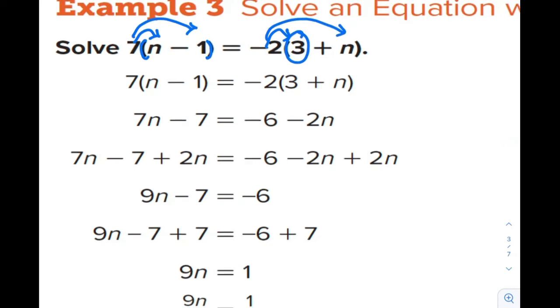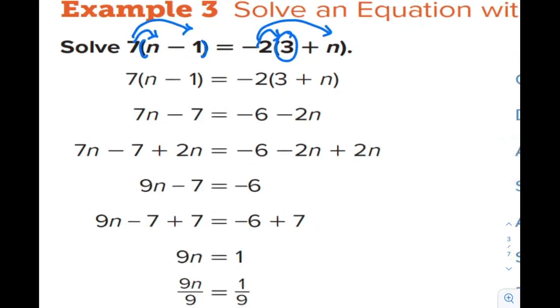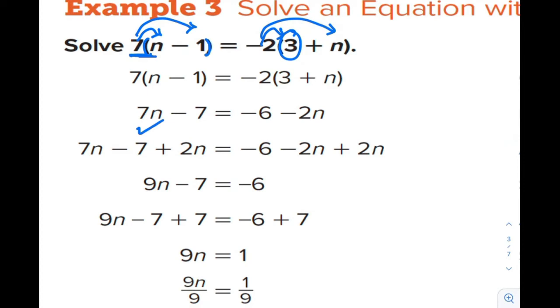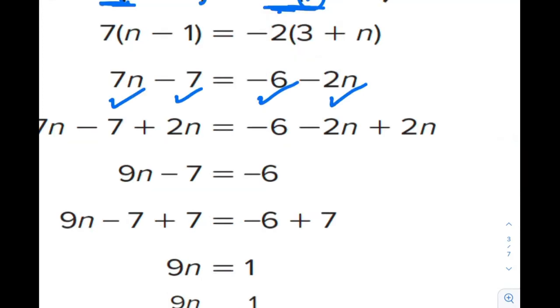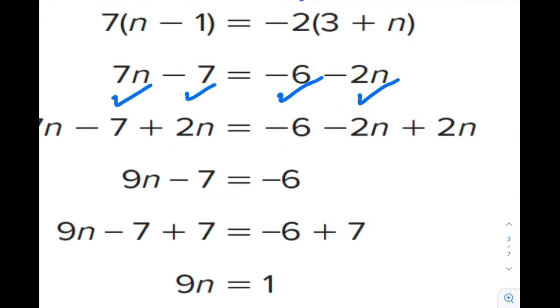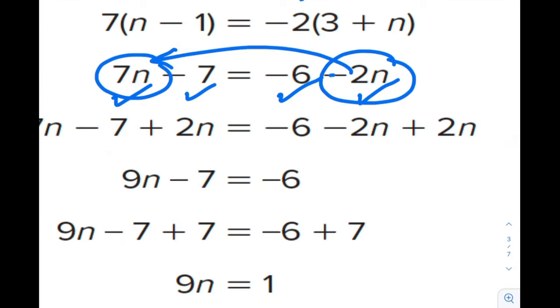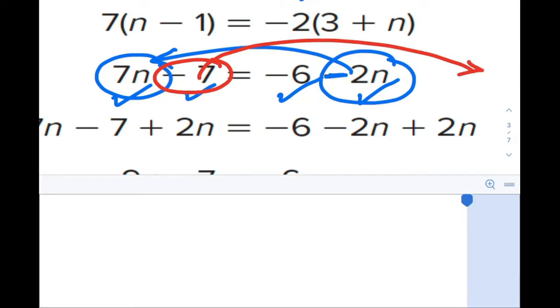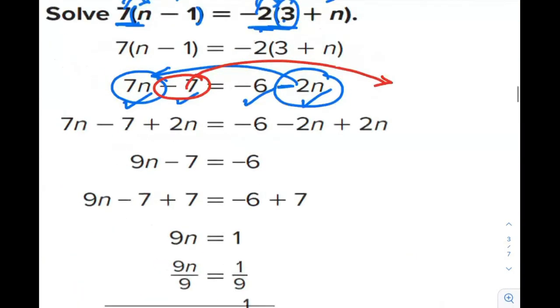How can we do that? This is how this example is solved. We will distribute 7 times n, 7n, 7 times 1, or negative 1, it's negative 7. We have to distribute this as well. Negative 2 times 3 is negative 6, negative 2 times n, negative 2n, and it becomes an equation with the variable on each side. So simply, you can combine like terms. The negative 2n is with 7n, goes there. It was negative, it becomes plus. Similarly, the minus 7 goes to the other side by becoming plus 7, becomes plus 7.